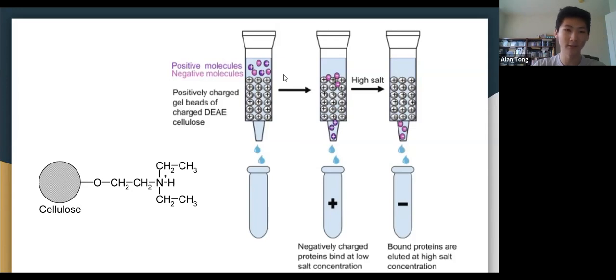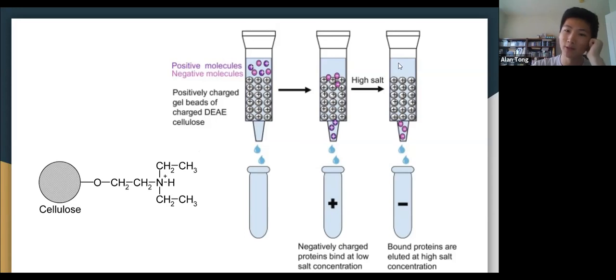Now, this is just fancy terminology, but one of the molecules people use to form that positively charged column is called DEAE cellulose. So it's diethylaminoethyl cellulose. That isn't too important. What is important is that it's positive. So this is going to be attracting all those negative proteins.